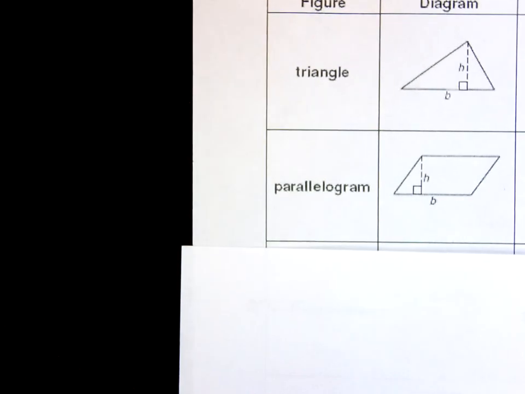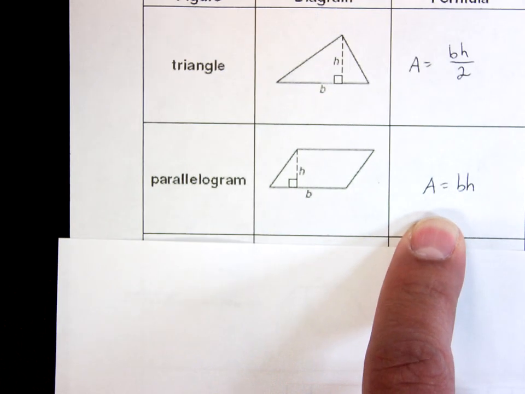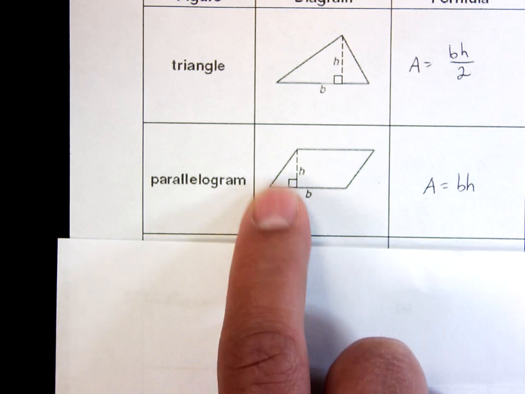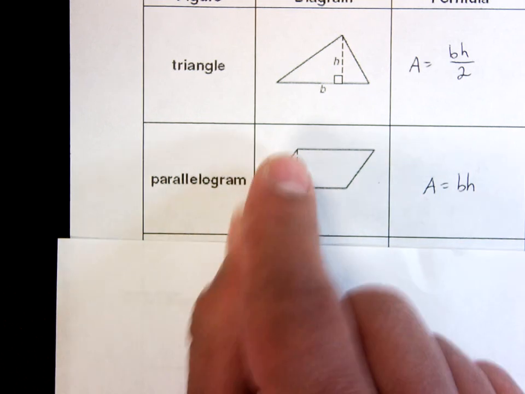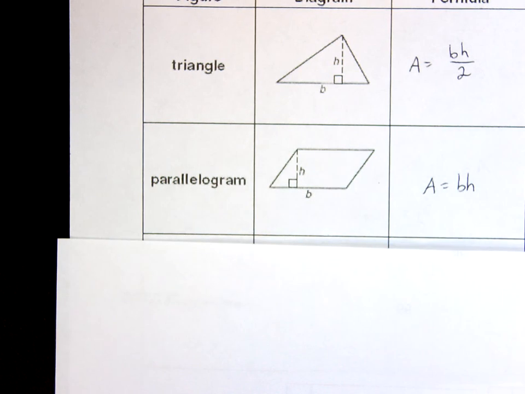Parallelogram. The area of a parallelogram is just area equals base times height. Why does that work? Because if I imagine taking scissors and cutting off this little triangular piece and sticking it right there, it's just like a rectangle. It's just the length times width, or base times height.